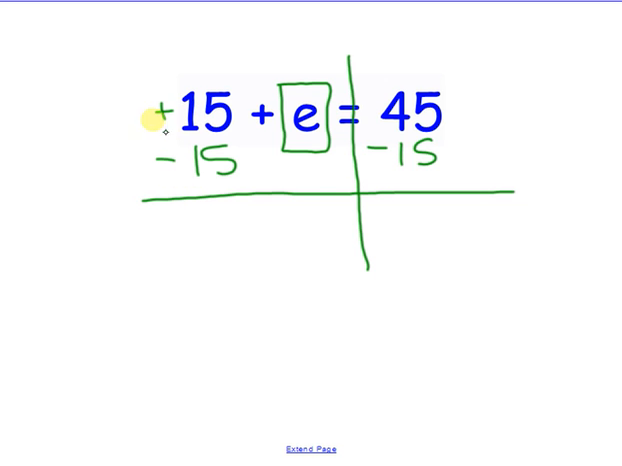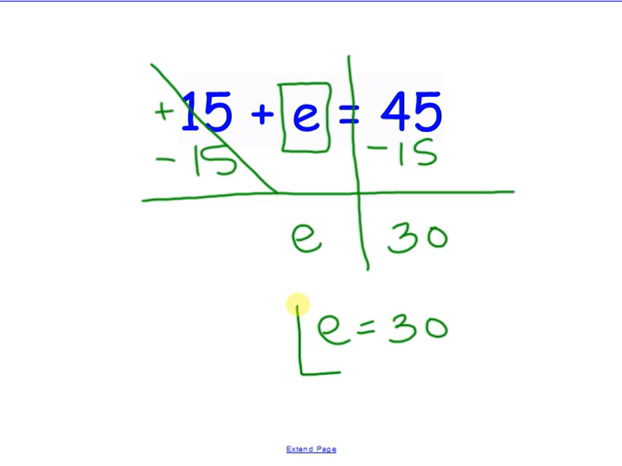15 minus 15 is 0. Bring down your variable, E. And 45 minus 15 is 30. So your answer is E equals 30. Are you getting the hang of it so far?